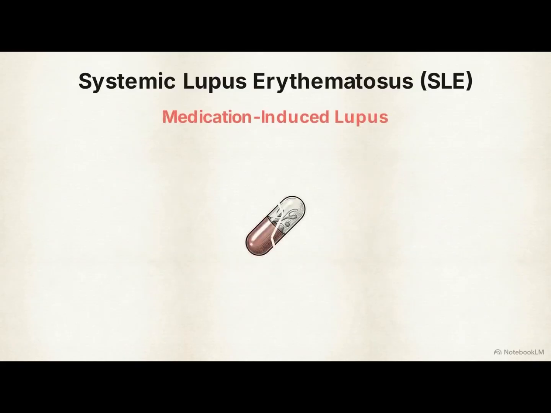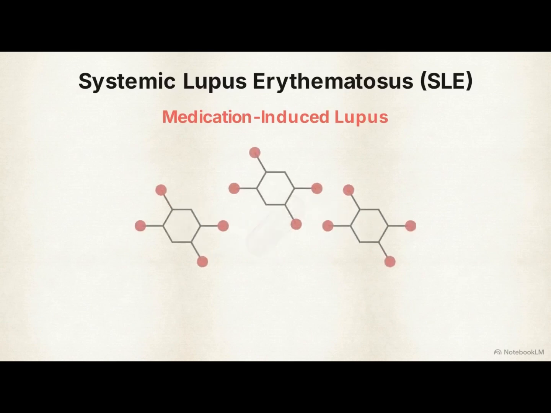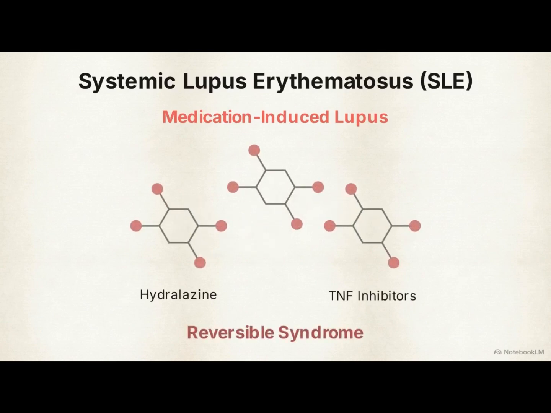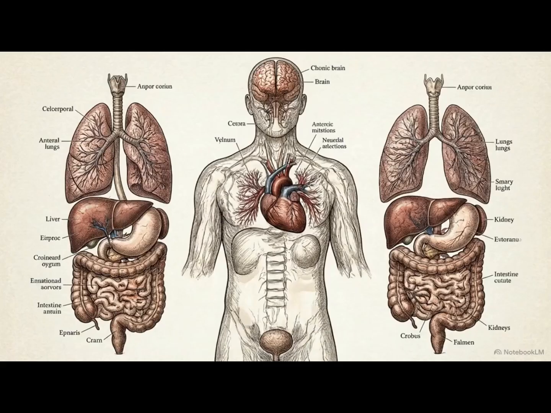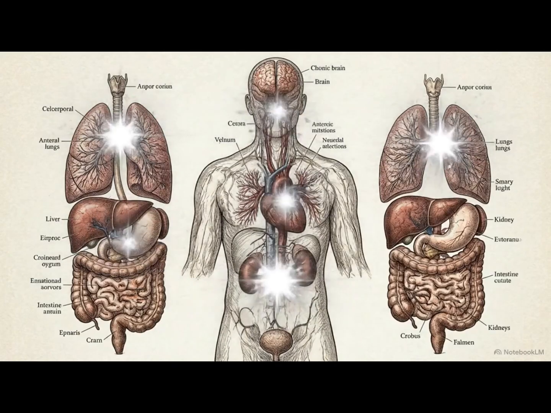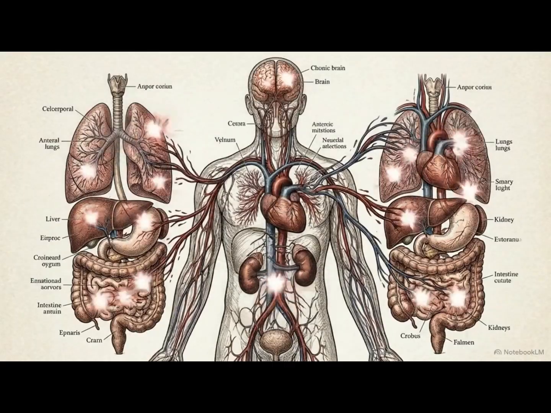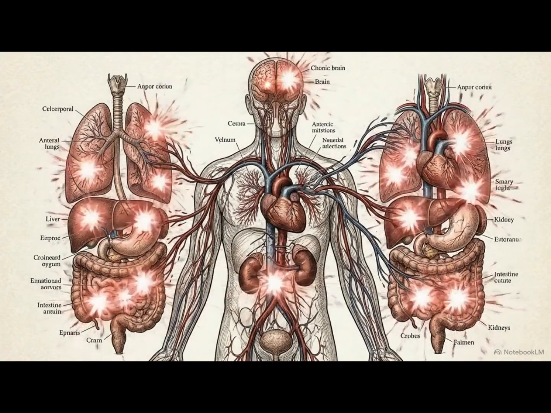In some cases, a reversible lupus-like syndrome can be directly induced by medications, such as hydralazine or certain tumor necrosis factor, or TNF, inhibitors. SLE is uniquely dangerous because it is not localized to a single organ. It is a systemic failure, granting the body the ability to weaponize its own defenses against virtually any internal system.